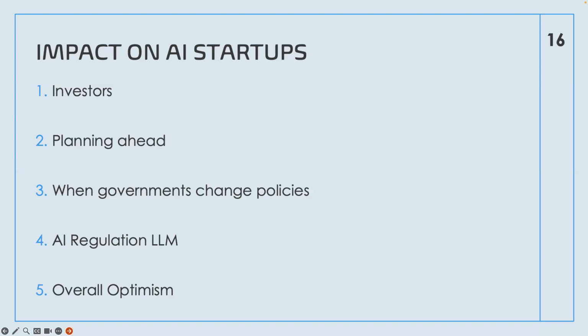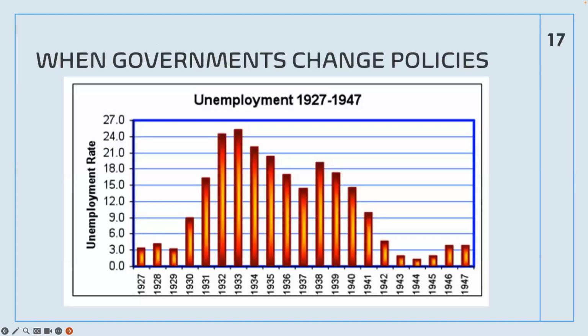Okay, when government changes policies. You got that slide? Yeah. So right now, I'd say our unemployment in the United States is somewhere around 3%.